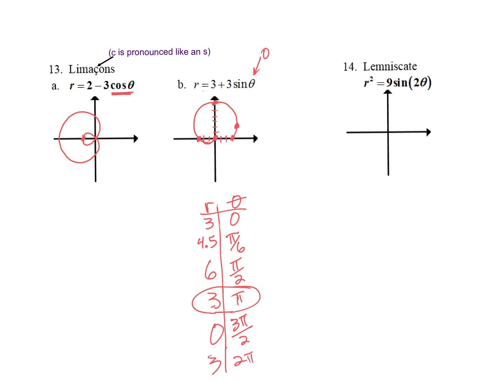So this one they call a cardioid because it looks kind of like a heart on there. Okay. This is a good one. All right, and this one we say it has an inner loop. This one is a cardioid.